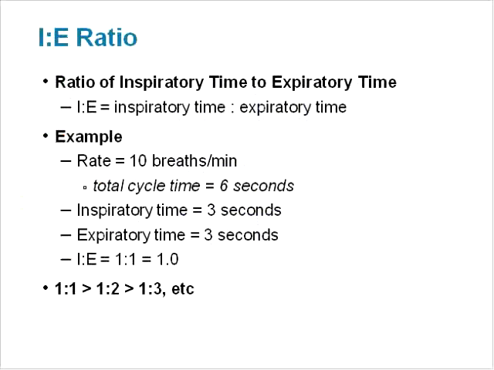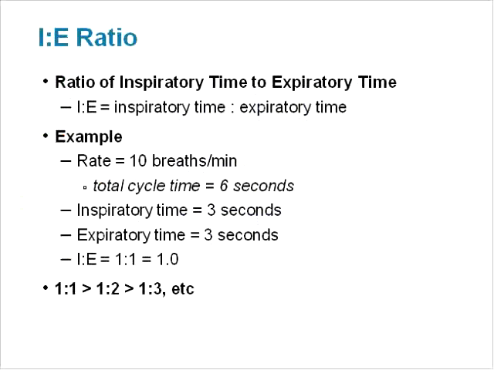Now, there are 2 main conventions used to express inspiratory time relative to the overall breathing pattern. Perhaps the most common way is the I:E ratio. The I:E ratio is defined as the ratio of inspiratory time to expiratory time. The I:E ratio for normal breathing is often assumed to be 1 to 2. The I:E ratio can be calculated if you know the ventilatory frequency and either the inspiratory time or the expiratory time.